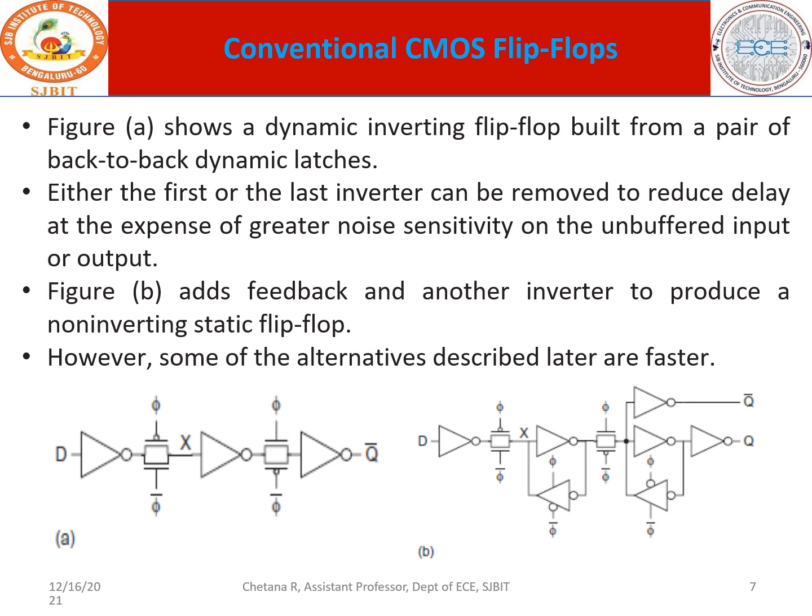Next, we look into the topic called conventional CMOS flip-flops. So we are familiar with flip-flops, which are dealt with in your primary semesters. Now we have the flip-flops with CMOS logic. So now you have this diagram. What is this diagram? You have one inverter, one transmission gate, one inverter, one transmission gate, one inverter, and finally your output. Figure A shows a dynamic inverting flip-flop built from a pair of back-to-back dynamic latches.